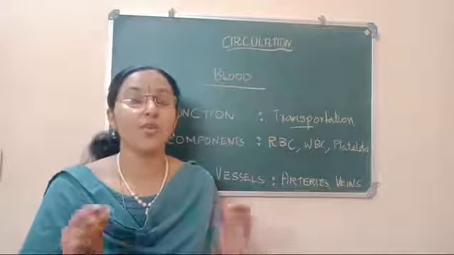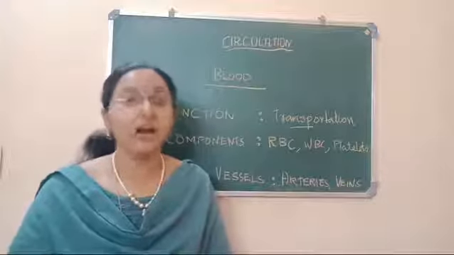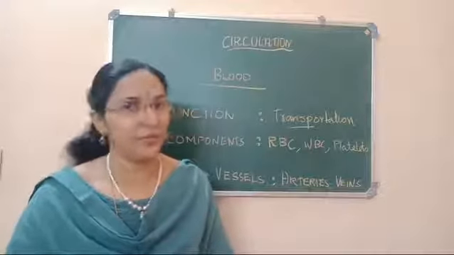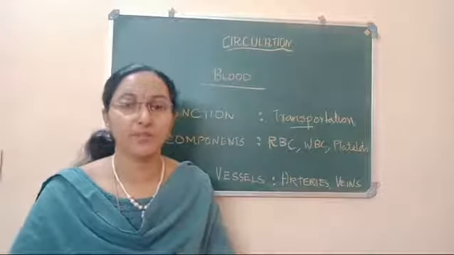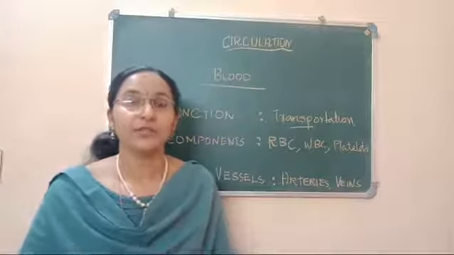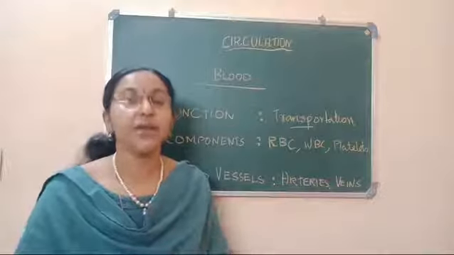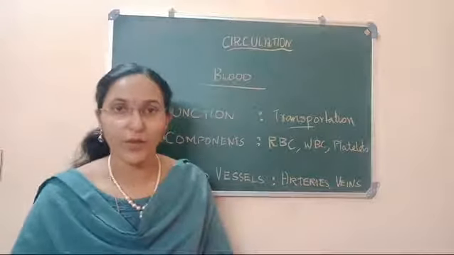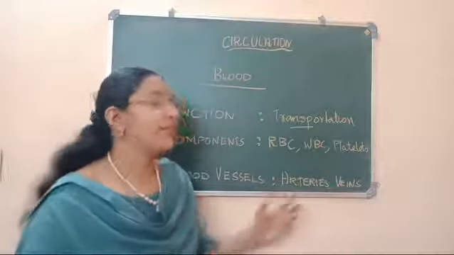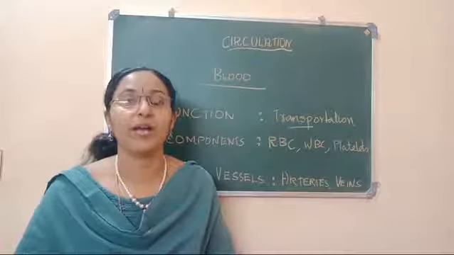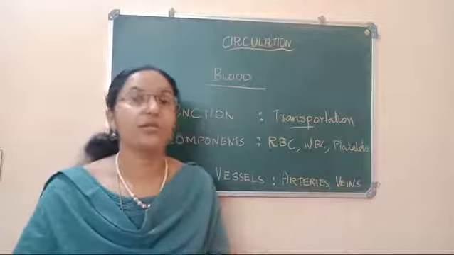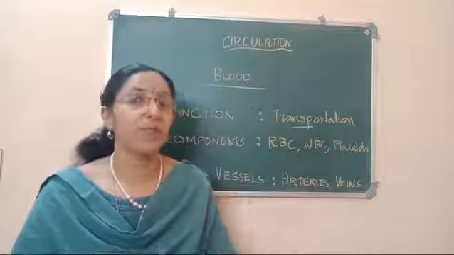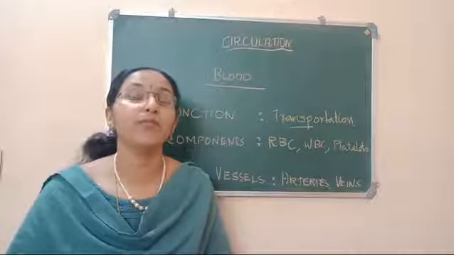Arteries carry oxygen-rich blood from the heart to different parts of the body. And veins carry carbon dioxide-rich blood from different parts of the body to the heart. That is the main function of arteries and veins. So we can look at the function of capillaries by seeing a schematic diagram, and we can learn about the function of the pulmonary artery and pulmonary vein.